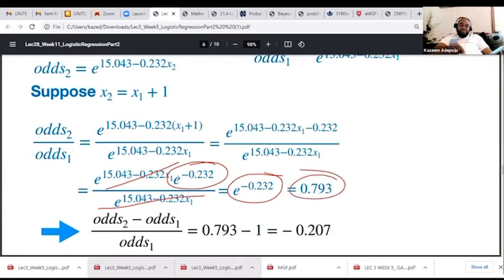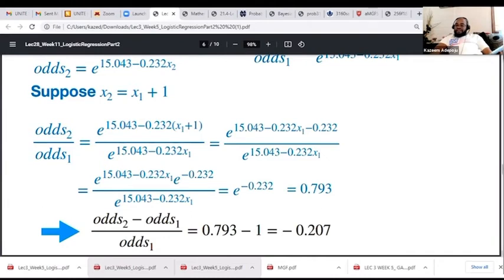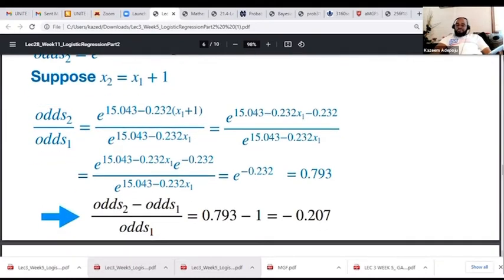Okay. Now, if I get 0.793 right now, what does that mean? What that means is that if you want to know the change that has occurred, then what you're going to do is the new odds minus the old odds divided by the old odds. I mean, the odds for the second one minus the odds of the first one divided by the odds of the first one. You remember how we compute the percentage change? You remember how we do that?